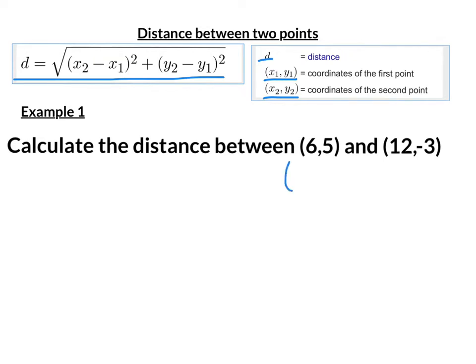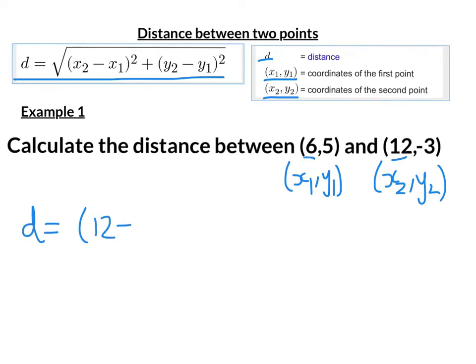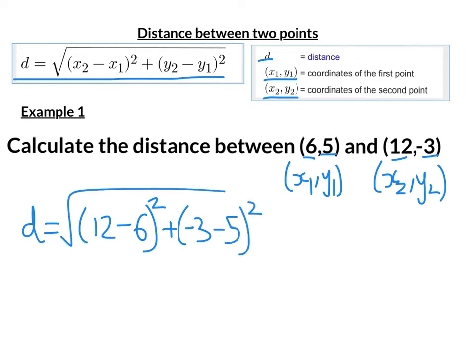So first, underneath my 2 points, I'm going to write x1, y1 under the first coordinate, and x2, y2 under the second one. That should make it easier to identify the correct number to put into our formula. So our formula says that I take x2, so that's 12, subtract x1, 6, square that, and then added to that, I'm going to do the same with the y, so y2, subtract y1, square it, and that all goes under square root.